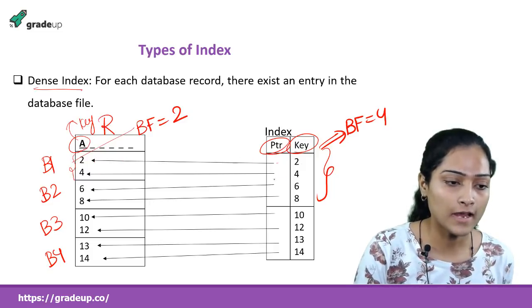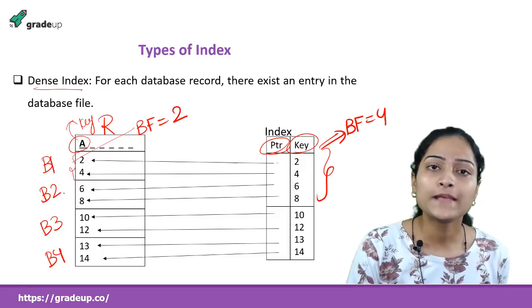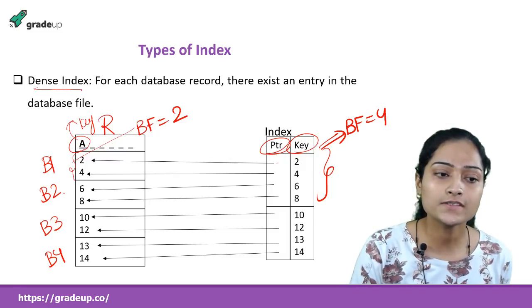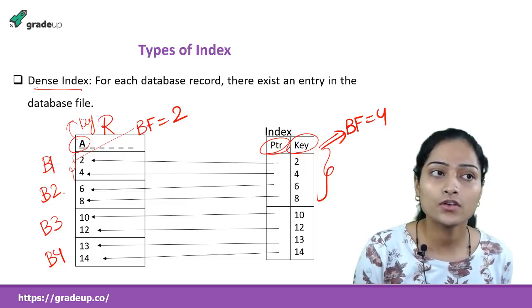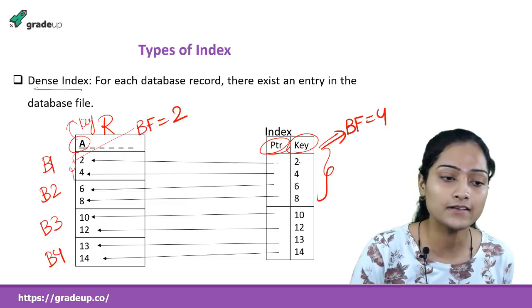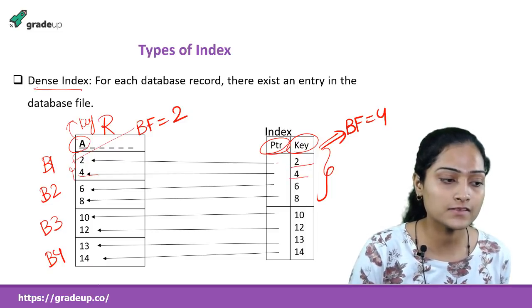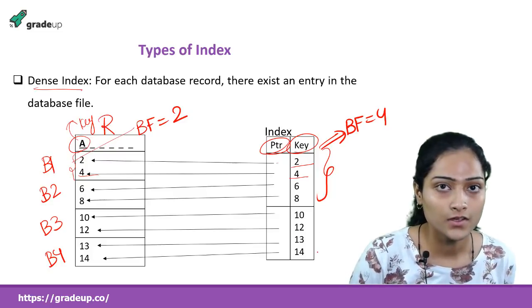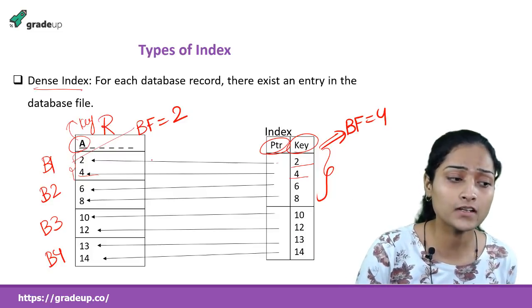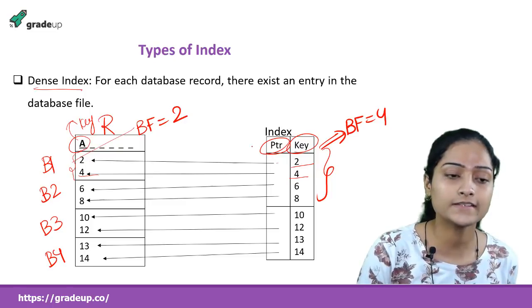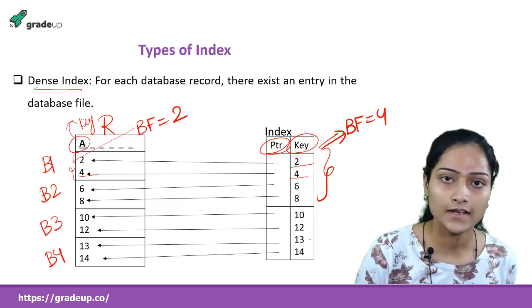See, I have stored 4 and a pointer to that 4, 6 and the pointer to that 6, then 8 and its pointer. The basic idea with dense index is that you are going to store each and every key in your index file. That is, there exists an entry in your index file for each and every database record. You will see for this record I have 1 entry, for this record I have 1 entry. In this manner I will store an entry for each and every record and then the pointer correspondingly. This is the idea with dense indexing.